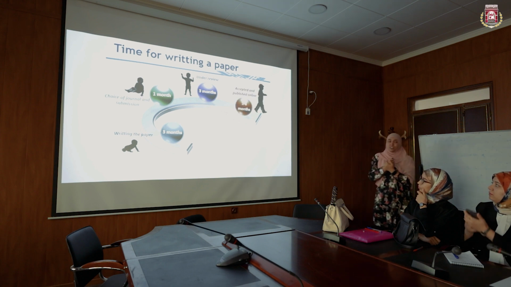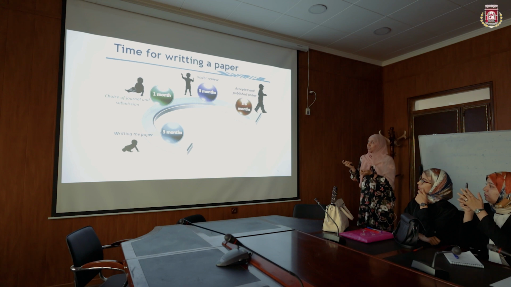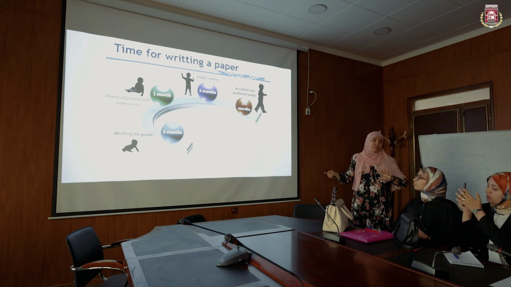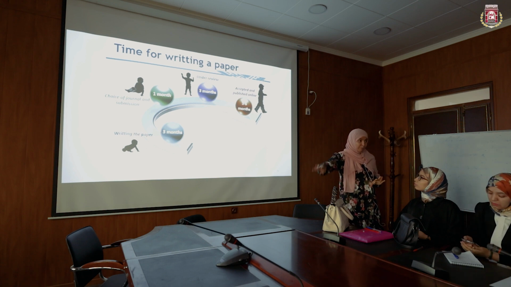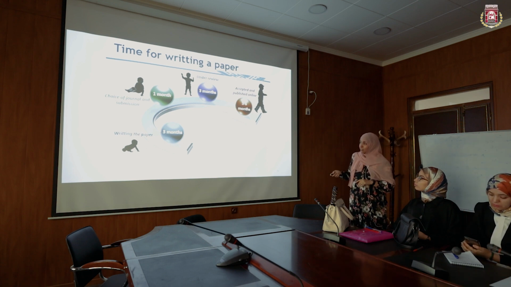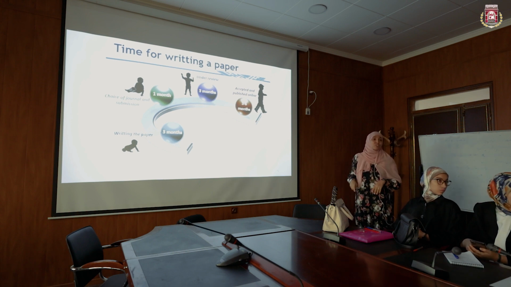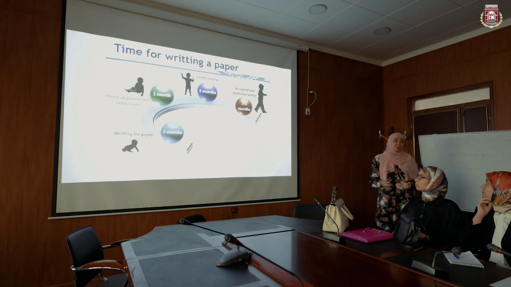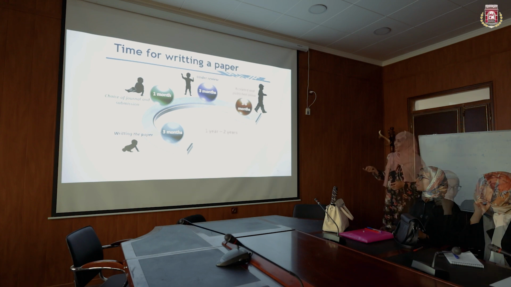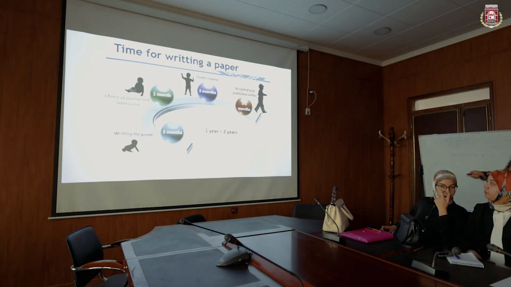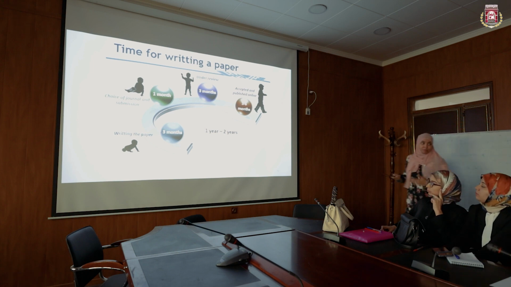Accepted and published online paper, after the revision, it will take from 3 to 6 months, depending on the journal policy, okay? As you see here, the growing child, okay, mentioning the time that we need when we are writing a manuscript. So it takes from 1 year to 2 years for publishing a paper.